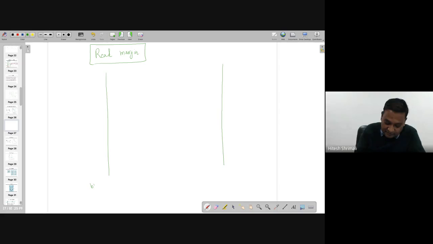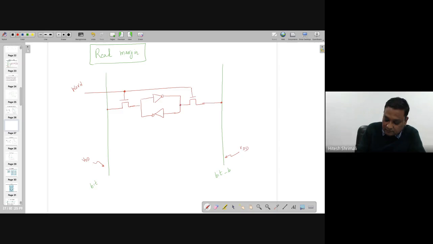So bit and bit bar were pre-charged before going into read operation. Both are pre-charged to VDD, and both are going to be connected with word lines. Here you are going to have two inverters back to back, and this is V1, this is V2.